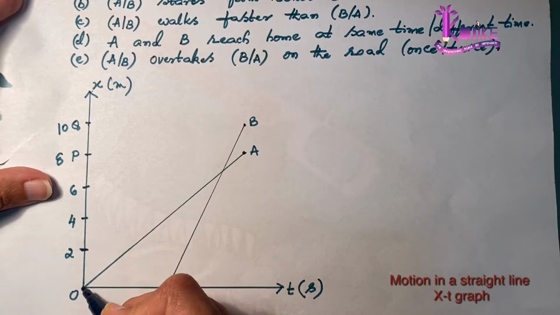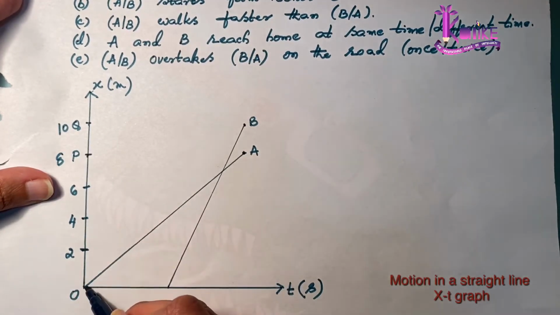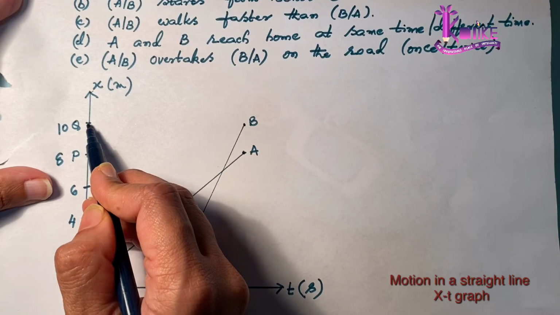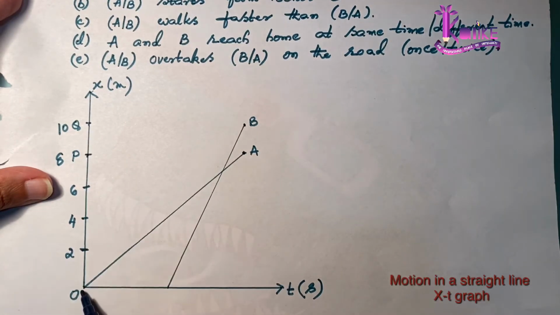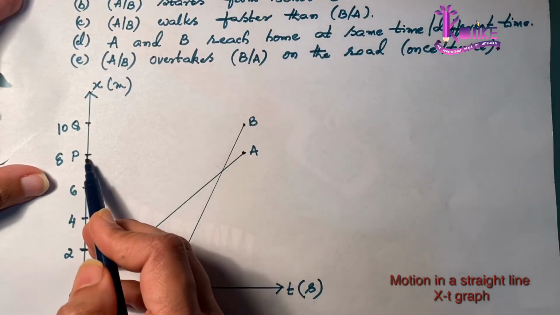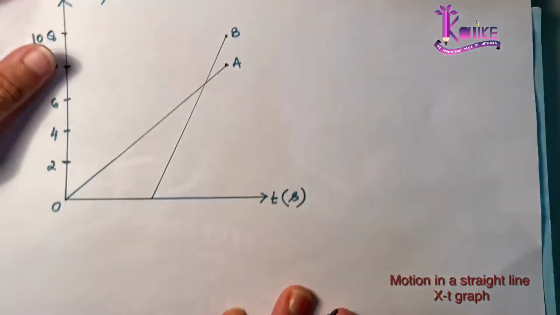So, when you see P, which is where A lives, it is located at a distance of 8 meters from the school, whereas Q, where B lives, is located at a distance of 10 meters from the school O. So, very obviously, who lives closer? A lives closer to the school. So, let us write that down.